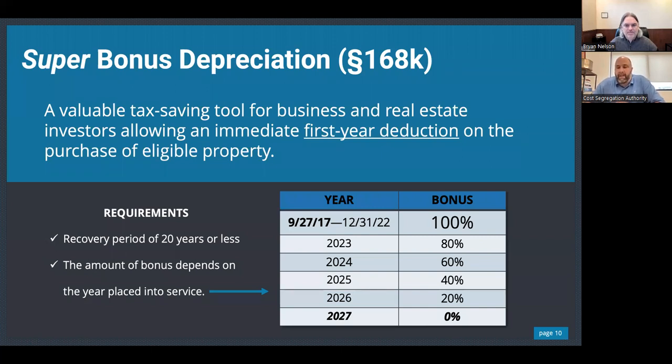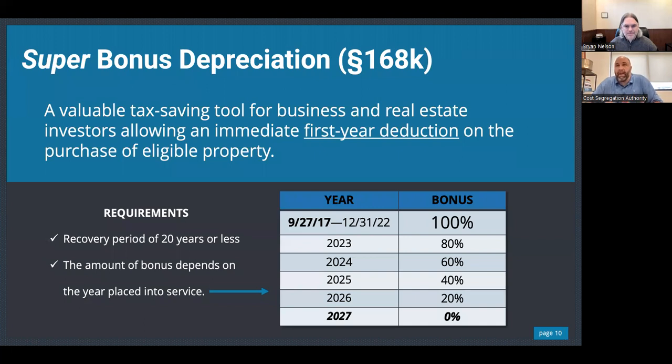Well, people will ask, how does bonus apply to real estate? Because real estate, number one, has a useful life of 27 and a half or 39 years. Well, that's true unless you do cost segregation and you segregate 5, 7, and 15-year assets out of that building. They now have a useful life of 20 years or less.